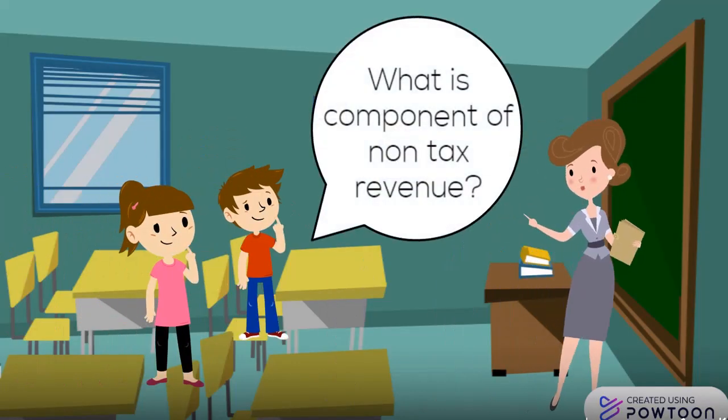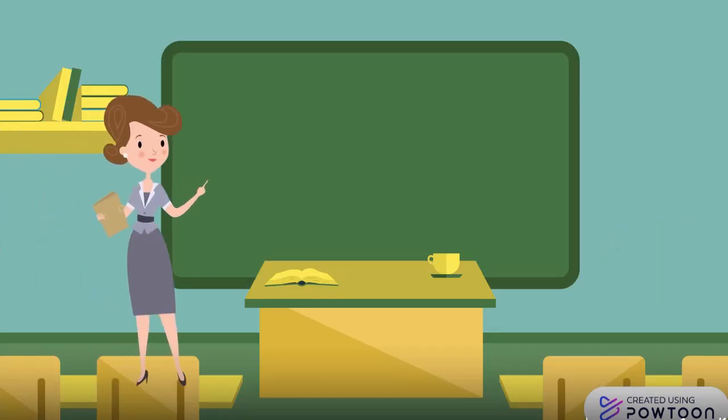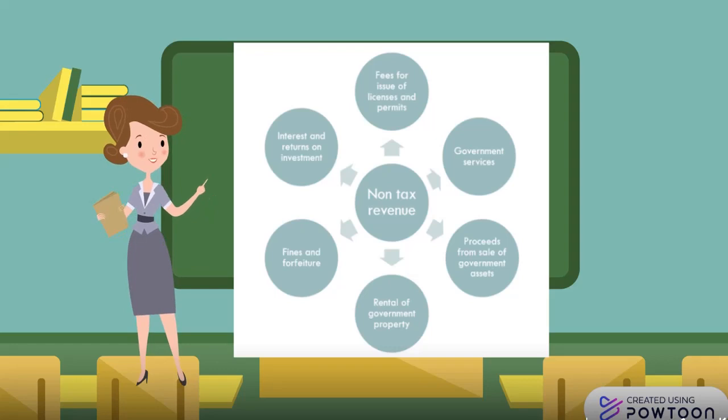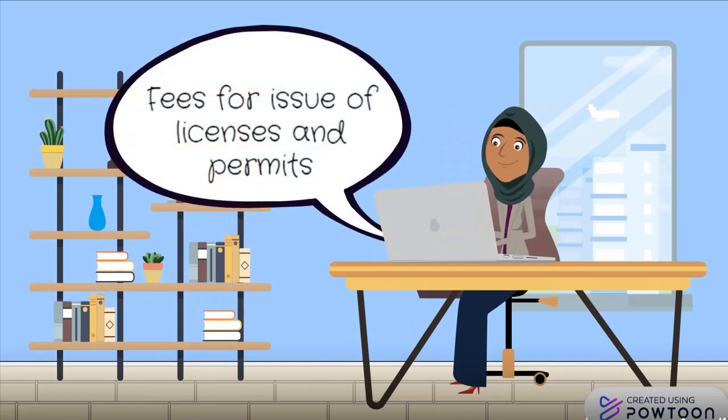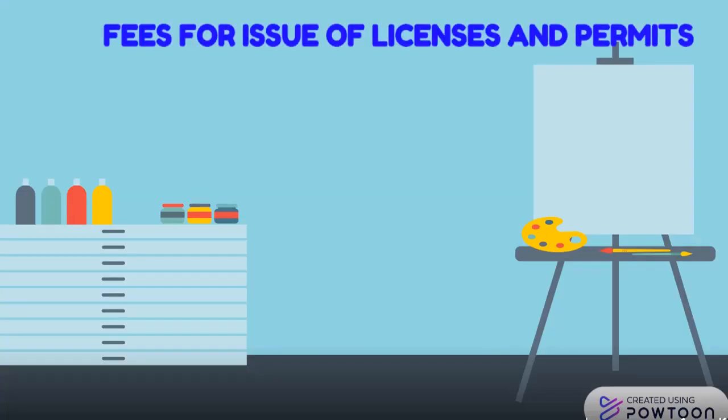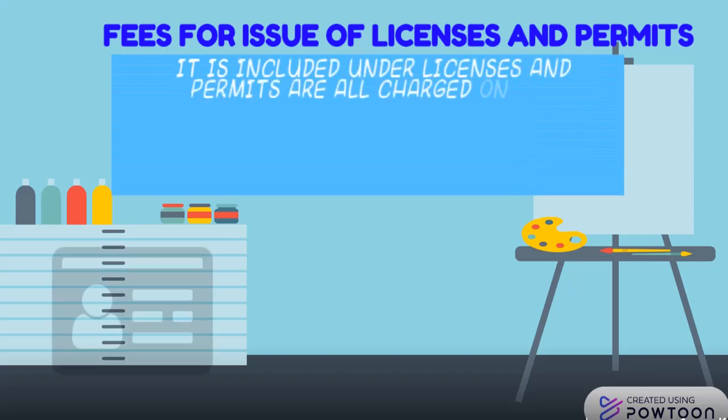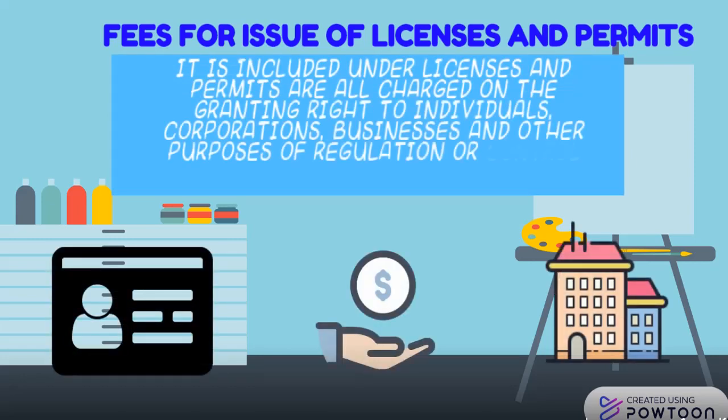Let's look at the components of non-tax revenue. Non-tax revenue consists of fees for issue of license and permits, government services, proceeds from sale of government assets, rental of government property, fines and forfeiture, and interest and return on investment. I start with fees for issue of license and permits. Included under license and permits are all charges on the granting of rights to individuals, corporations, businesses and others for the purpose of regulation or control, and motor vehicle license.